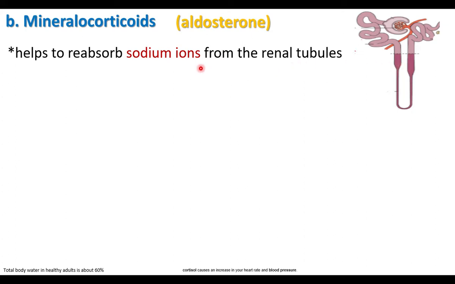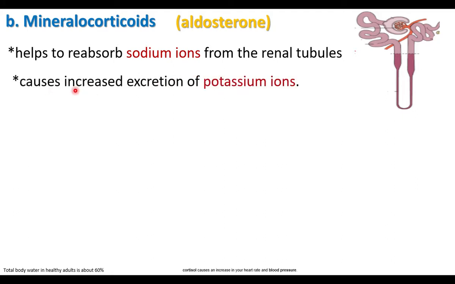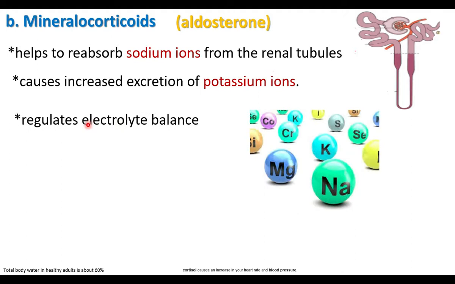Sodium is retained inside the body, but it causes increased excretion of potassium ions. Potassium ions will be sent out of the kidneys, but sodium ions will be kept inside the body. Its excretion is prevented. Secondly, it regulates electrolyte balance. These are electrolytes. Electrolyte balance is maintained by mineralocorticoids. If a particular electrolyte level is more, that will be excreted through kidney.